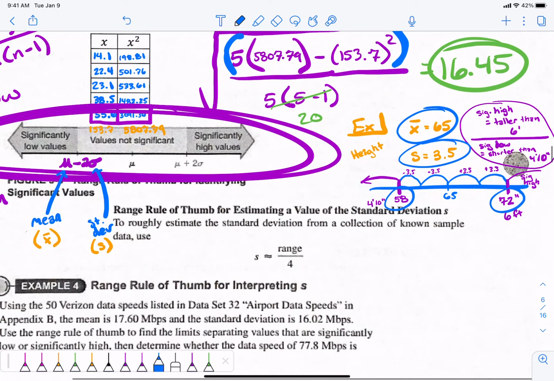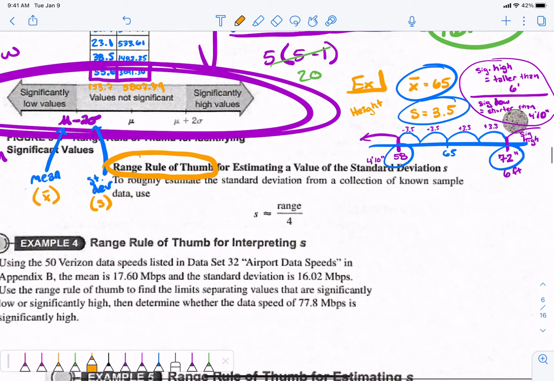Okay. All right, now the next thing is something called the range rule of thumb. I've kind of marked up this paper, so circle that so you can see it really good. The range rule of thumb. And this is just a fast, easy way of calculating standard deviation. The range rule of thumb, a fast, easy way to calculate standard deviation. It's not quite as accurate, but it's a fast way to just kind of figure that number out, okay?